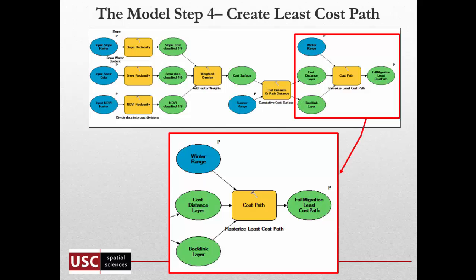In this final model step, we create a least cost path. To do so, we introduce an additional input, in this case a destination origin path, meaning the winter range, the backlink layer, which is used to connect a breadcrumb path between the winter range and the summer range, and then the cost distance layer, which is used to calculate the attributes of the output least cost path.